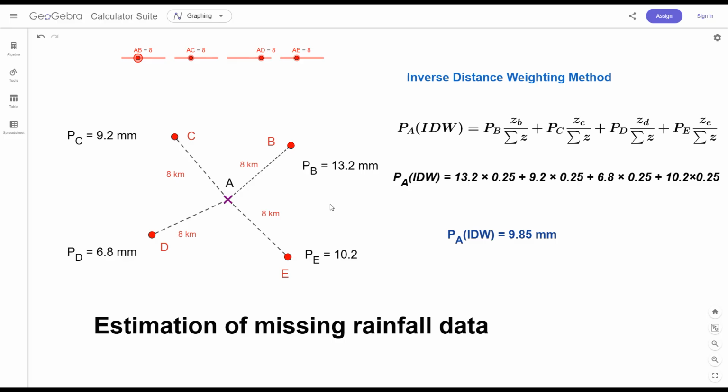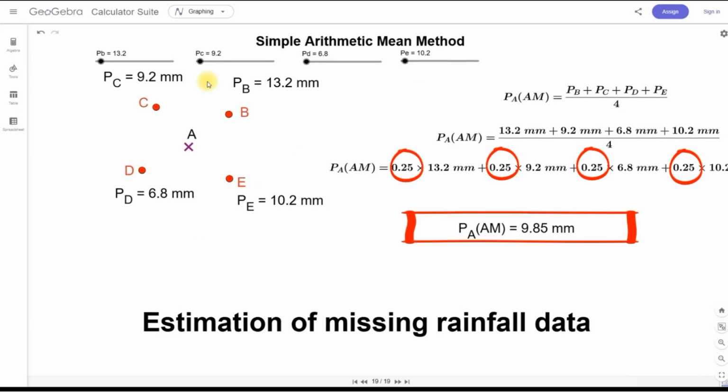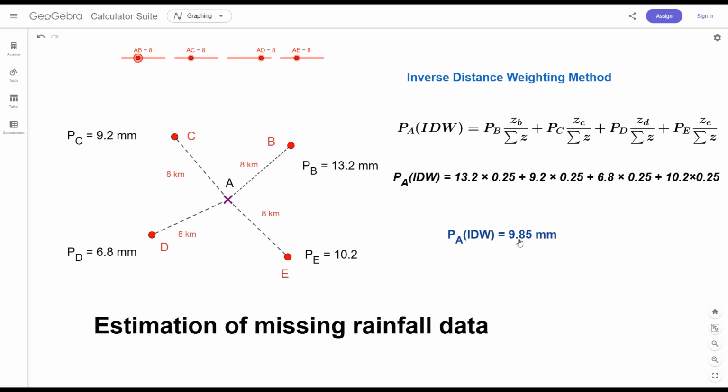We can rewrite the formula for estimation of Pa so that we can observe the weights in GeoGebra. We will change the distances using sliders and will observe its effect on the weights and Pa. Initially, let's keep all the distances the same. We can see the weights are 0.25. These weights are the same as arithmetic mean method, and the estimate of Px is 9.85 millimeters, which is also the same as arithmetic mean method.